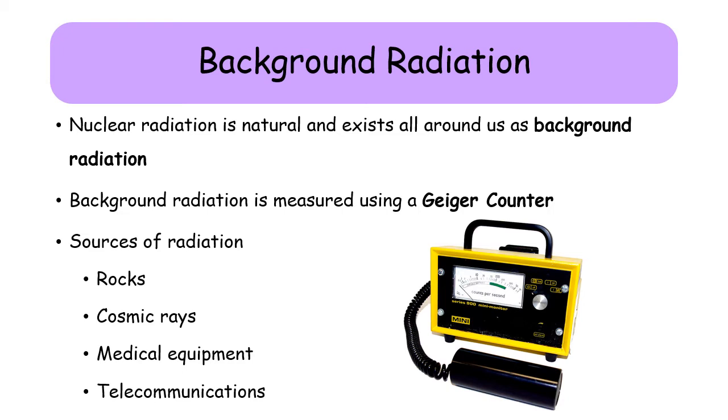But some of the main sources of background radiation on the planet are rocks, also just the light and the energy that we get from the sun and from other stars provides us with radiation. Different bits of medical equipment use or generate radiation, and also telecommunications. So all of the satellites, all of our mobile phones, all of the radio waves, etc., are forms of radiation that we would detect as well. And that's all we need to know about radiation and nuclear chemistry.